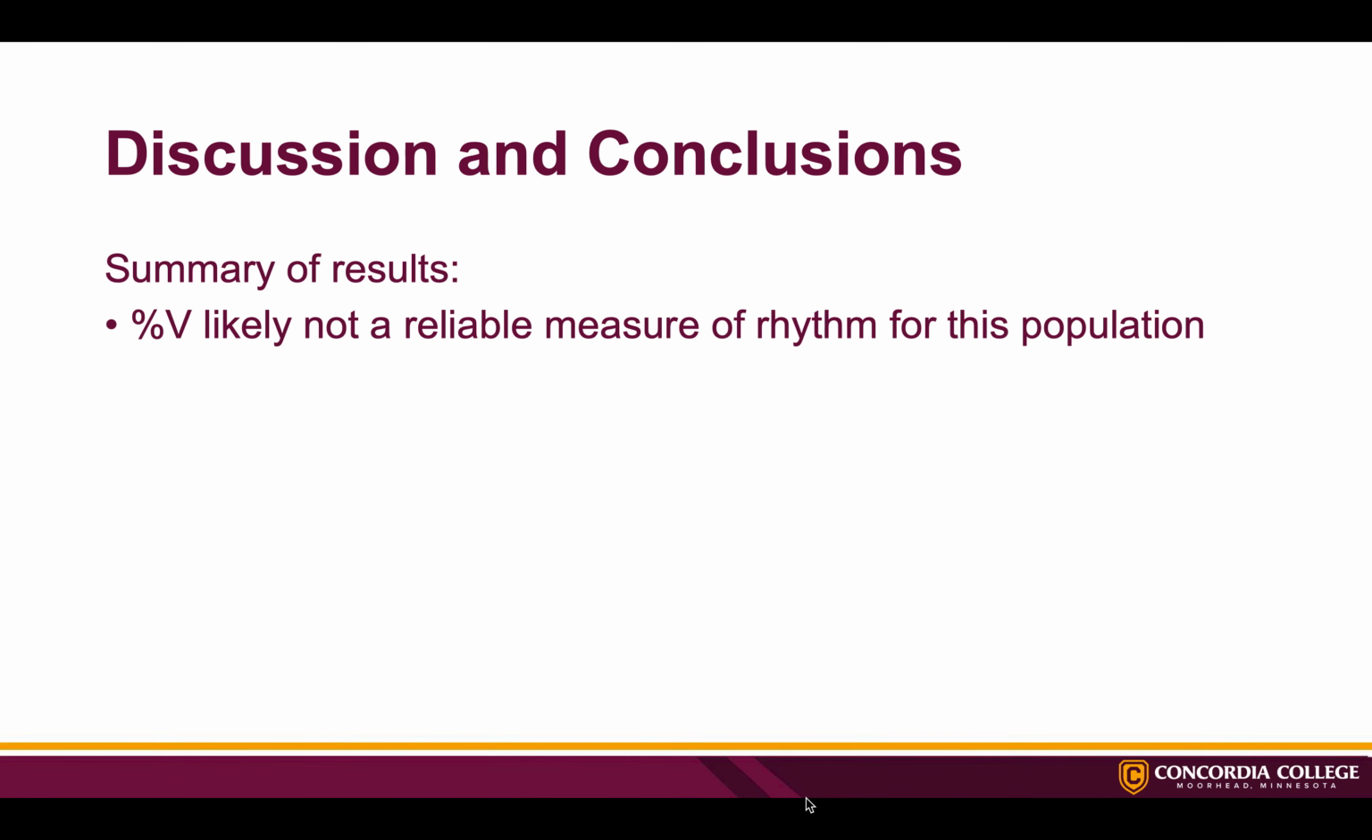We also find that percent V is likely not a reliable measure of rhythm for this population, for those reasons already explained. In Spanish and North American English, many studies have reported similar numbers. Where we would certainly most likely expect a difference would be between perhaps British English speakers and Spanish, due to British English's greater propensity toward vowel reduction. We would expect a smaller percent V score in British English than in North American English.